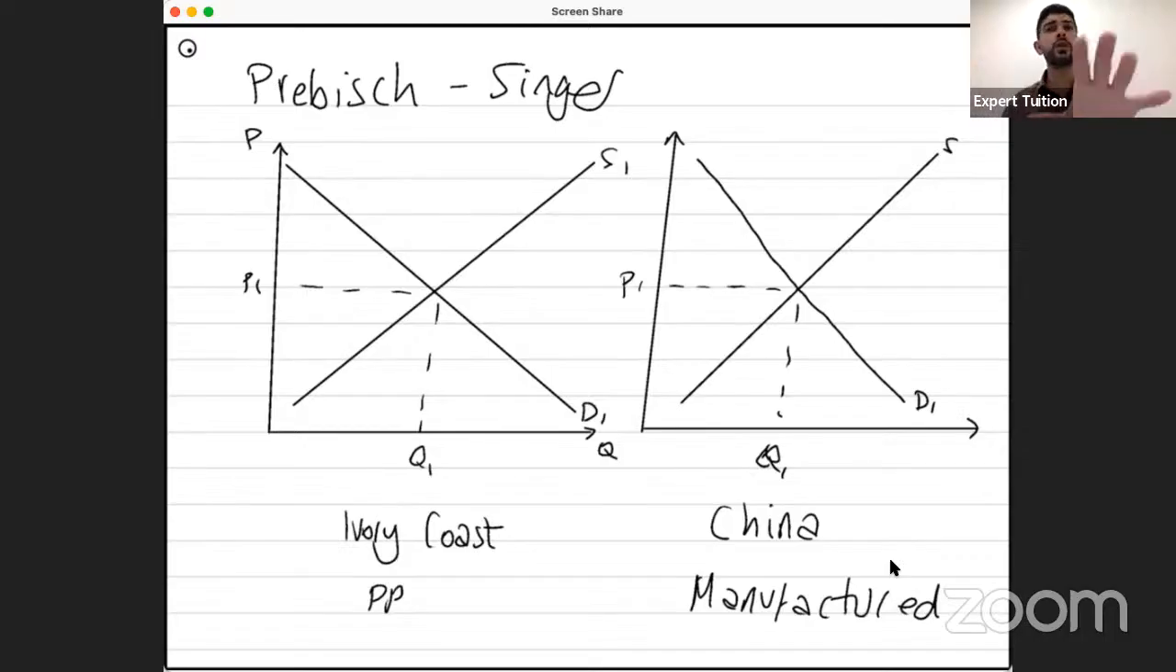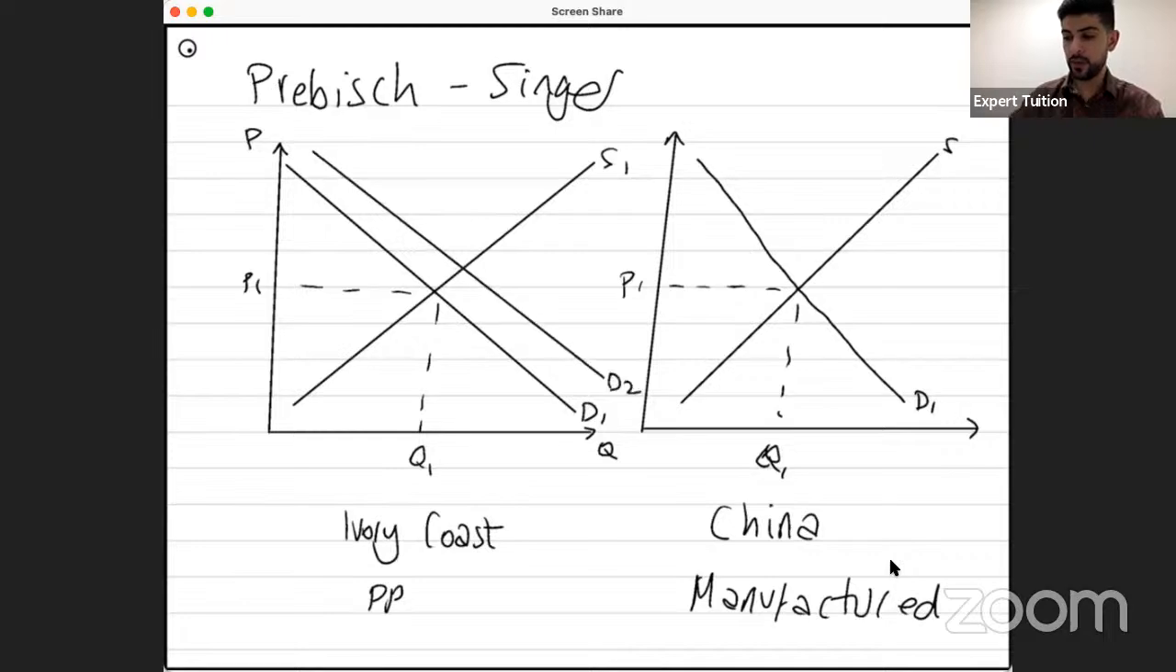So in other words, for every 1 unit that the Ivory Coast are currently exporting, they are able to import 1 unit. Okay. Now we said global incomes are going up. So global incomes going up translates into higher demand. But because it's income inelastic, demand only goes up a little bit for the Ivory Coast. So good for them because they're going to sell more and they're going to get a higher price.